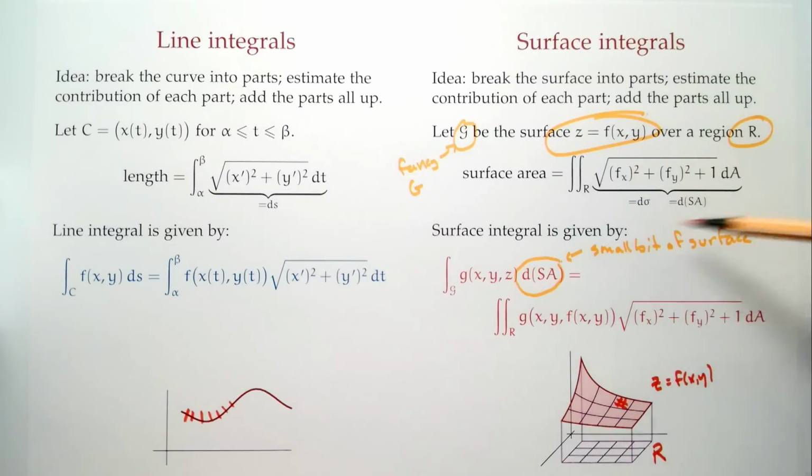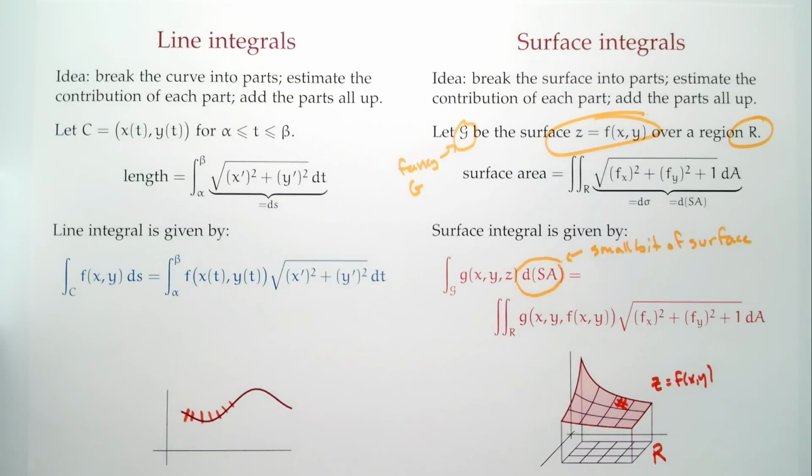So that's dS, this expression up here. So what do we do? We write everything in terms of an integral in terms of R. So we update. It becomes g of x, y, and I replace z by f of x, y. And then for my surface area, I use the surface area formula: square root of f sub x squared plus f sub y squared plus 1 dA.